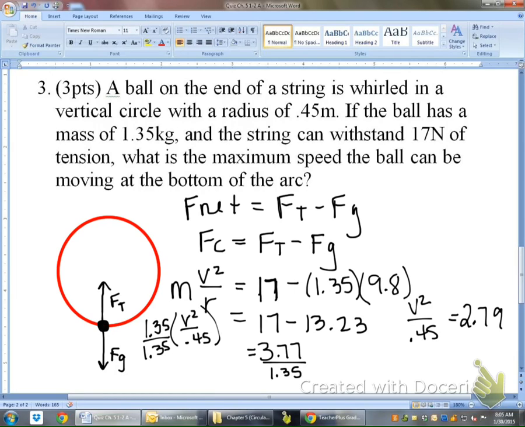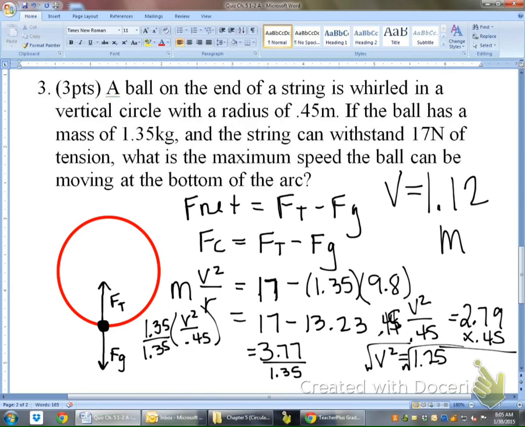Okay, are we clear on the math so far here? Rearranging? Okay, so now what's our next step? Exactly, multiply by the 0.45, times 0.45. So we have v squared equals 1.25. Then we need to square root that. And we get our velocity to equal 1.12 meters per second.